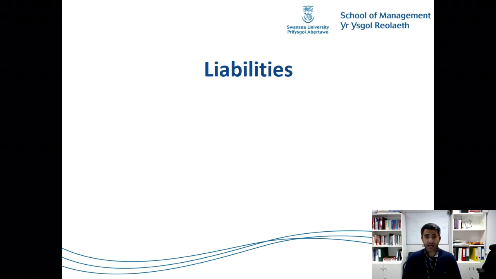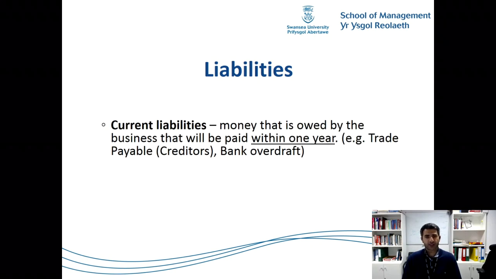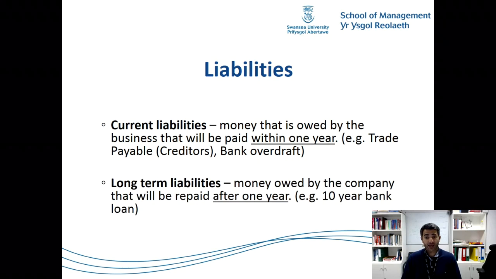Let's come to liabilities. Again, we did explain it, but to recap, current liabilities are money owed by the business that will be paid, we did say, within 12 months. We gave examples such as trade payables and also the bank overdraft. And we also spoke about long-term liabilities, which is money owed by the company that should be repaid after 1 year. An example would be the bank loan.